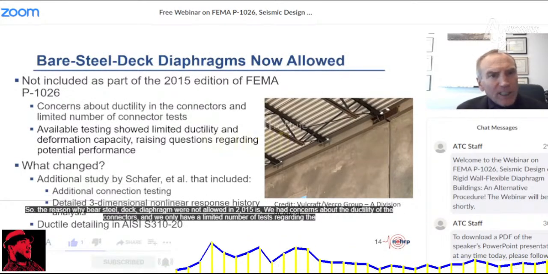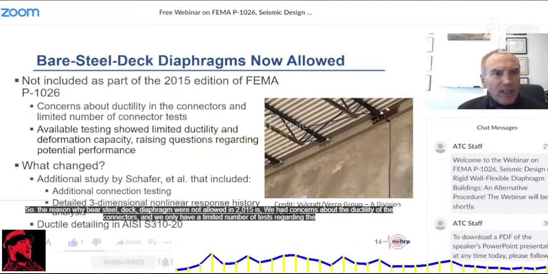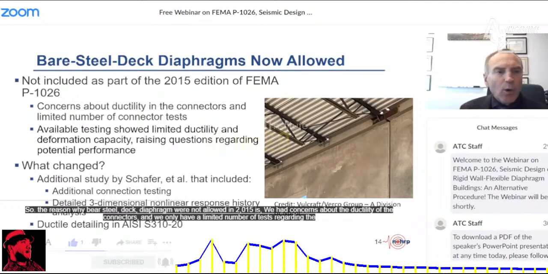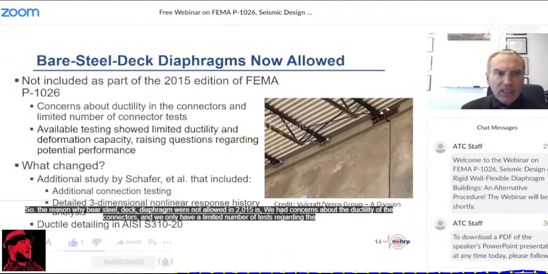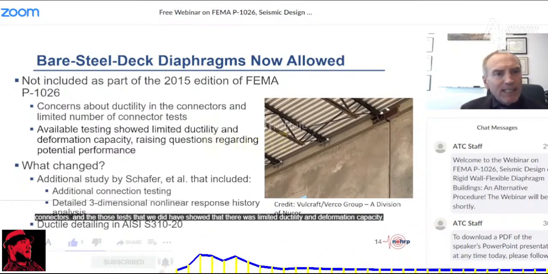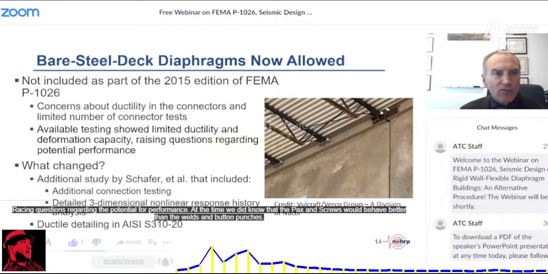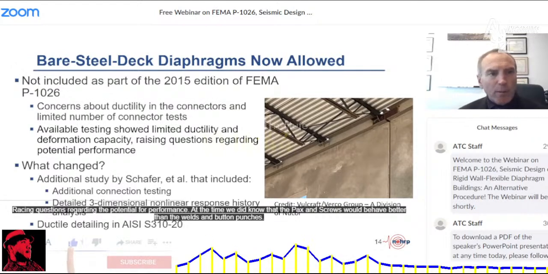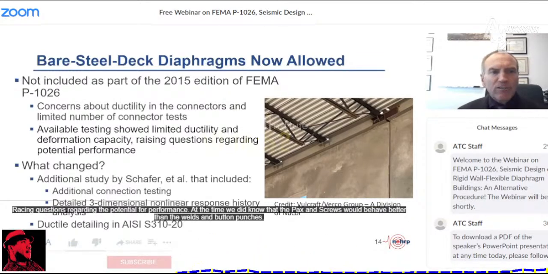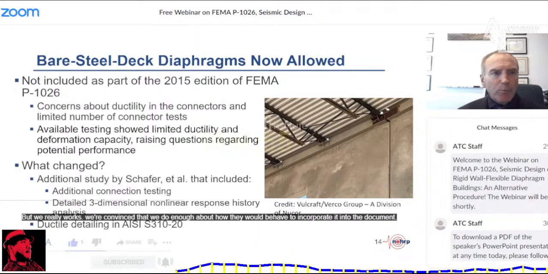So the reason why bare steel deck diaphragms were not allowed in 2015 is we had concerns about the ductility of the connectors, and we only had a limited number of tests regarding the connectors. And those tests that we did have showed that there was limited ductility and deformation capacity, raising questions regarding the potential for performance. At the time, we did know that the PAFs and screws would behave better than the welds and button punches, but we really weren't convinced that we knew enough about how they would behave to incorporate it into the document.